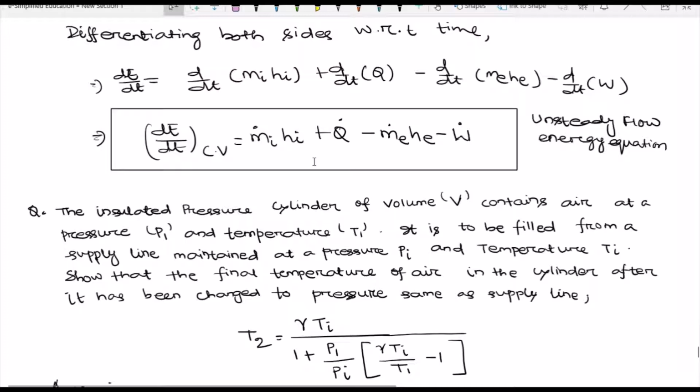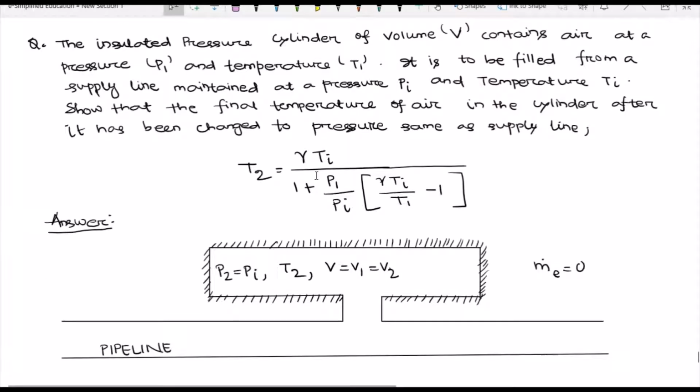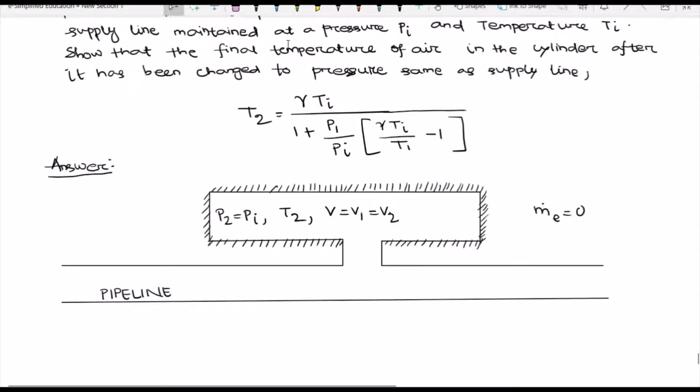Next, coming to a question which is actually named charging of tank, but I am representing it through a question. The insulated pressure cylinder of volume V contains air at a pressure P1 and a temperature T1. It is to be filled from a supply pipeline maintained at a pressure Pi and temperature Ti, so that the final temperature of air in the cylinder after it has been charged to a pressure the same as the supply line. This is the expression. You have to prove that the final temperature of this pressure cylinder is this much.